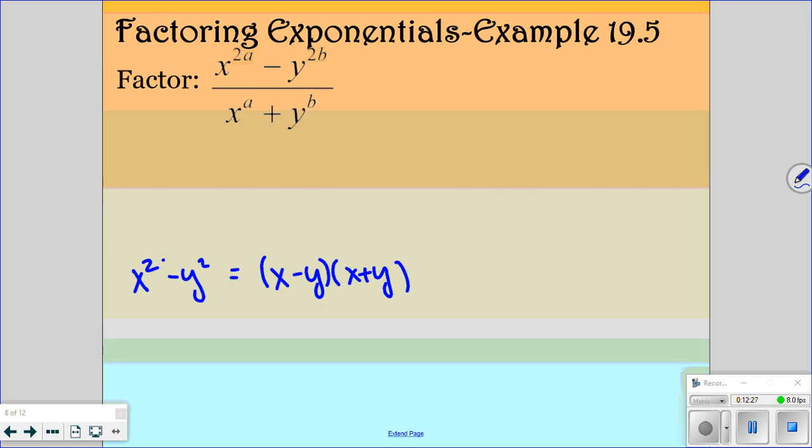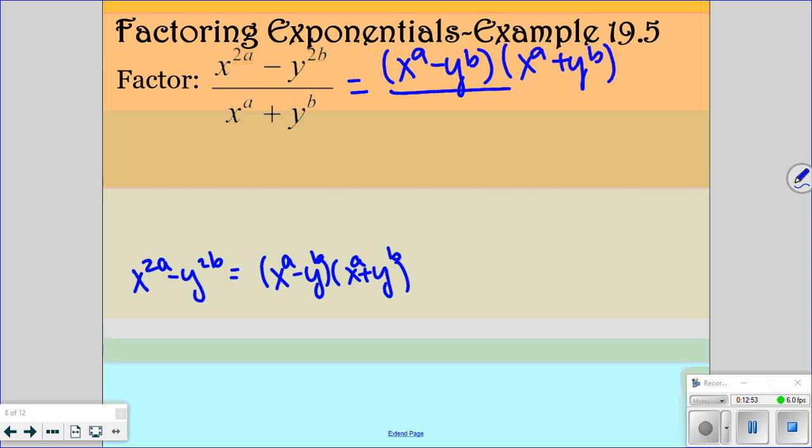If I put an a here and a b here, then it's going to be a, b, a, and b. Because when you multiply, you're adding the exponent. So a plus a is 2a, and then b plus b is 2b. So the way that x to the 2a minus y to the 2b factors is x to the a minus y to the b times x to the a plus y to the b. And then the denominator doesn't factor.